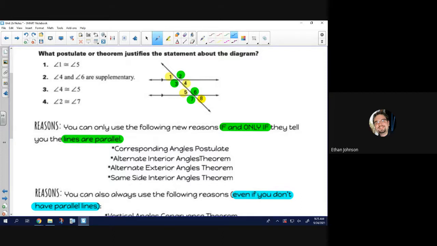So for this first one, angle 1 is congruent to angle 5. Those are in the same location, so this is our corresponding angles. Second one says angle 4 and angle 6 are supplementary. Angle 4, angle 6. That relationship is our same side interior.